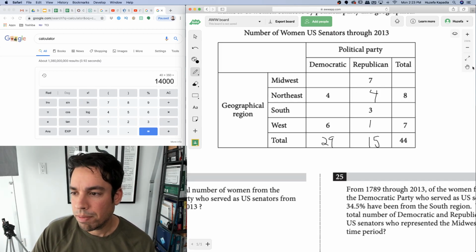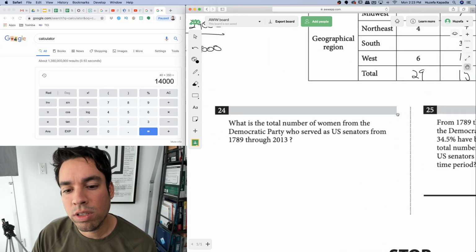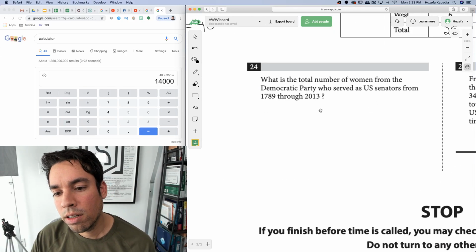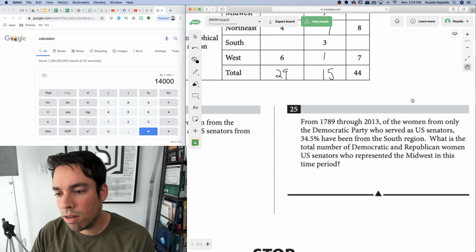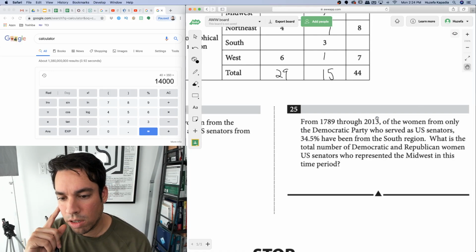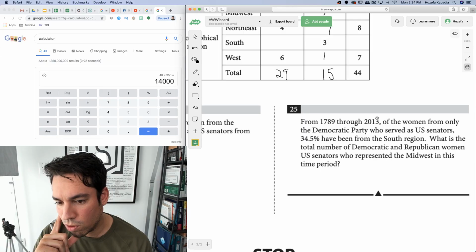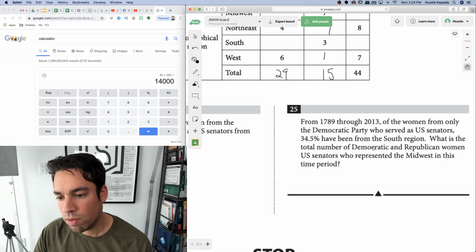Nope. Okay. Next, what is the total number of women from the Democratic Party who served as U.S. senators between 1789 and 2013? Oh, it's 29. We figured it out. Boom. And then, of the women from only the Democratic Party who served as U.S. senators, 34.5% have been from the South. Total number of Democratic.